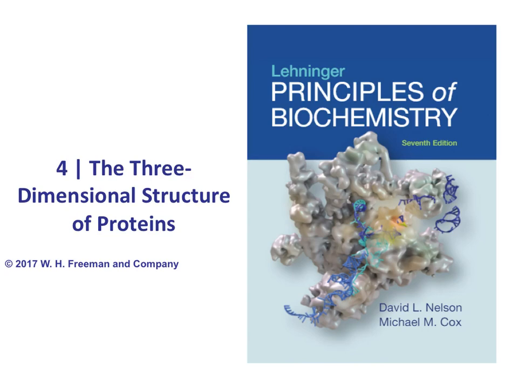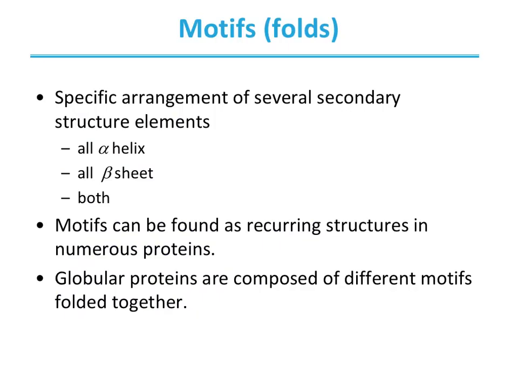This video will finish up Chapter 4. Motifs, also known as folds, are specific arrangements of secondary structure elements, and they can be composed of all alpha helices, all beta sheets, or a combination of both. Motifs are found as recurring structures in numerous proteins, and globular proteins are composed of different motifs folded together.